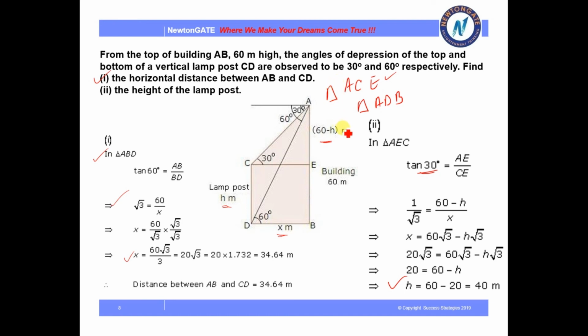So this is how you solve problems on heights and distances. I hope that solving heights and distance problems was clear and it will be very easy for you to solve the problems in your boards and also to practice.